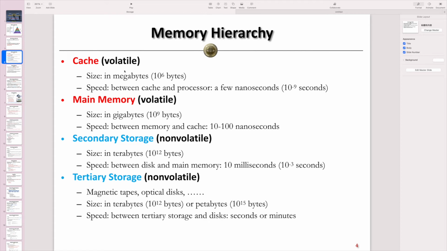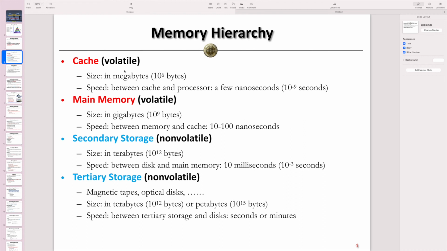For the main memory, the size will be several gigabytes. Depending on the budget, we can have very large memories. Also, it depends on the operating system, how much space it will support for the main memory. The speed for the data transfer between the memory and the cache can be something like 10 to 100 nanoseconds, which is much slower than the data transfer between cache and processors. Compared with the cache, main memory is much larger, however, it is much slower, right?